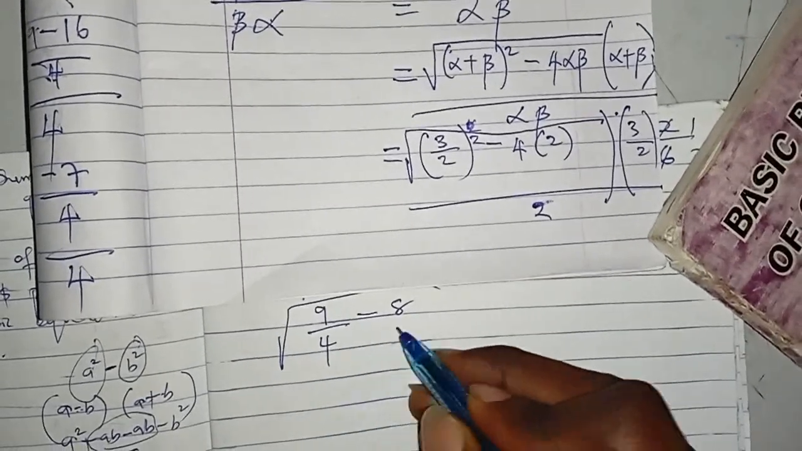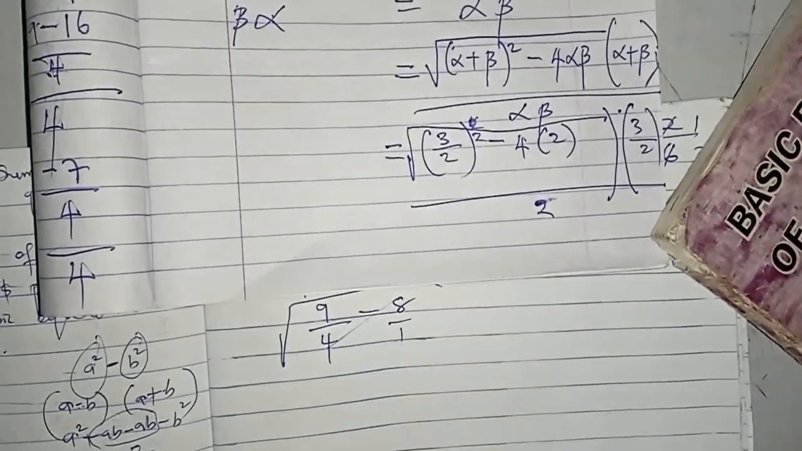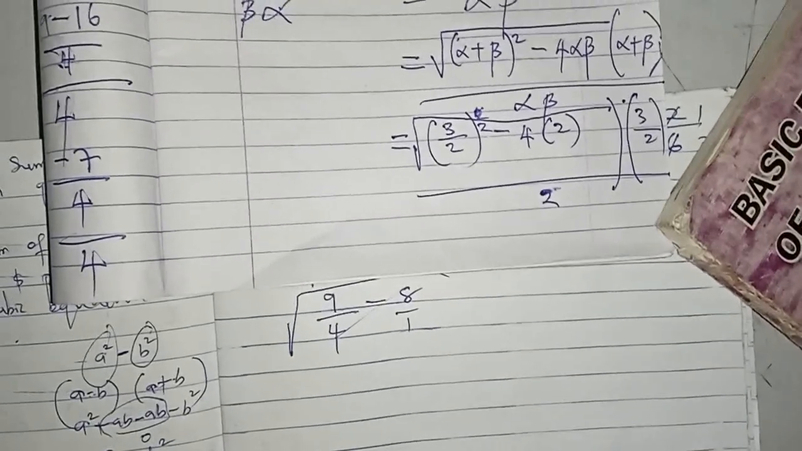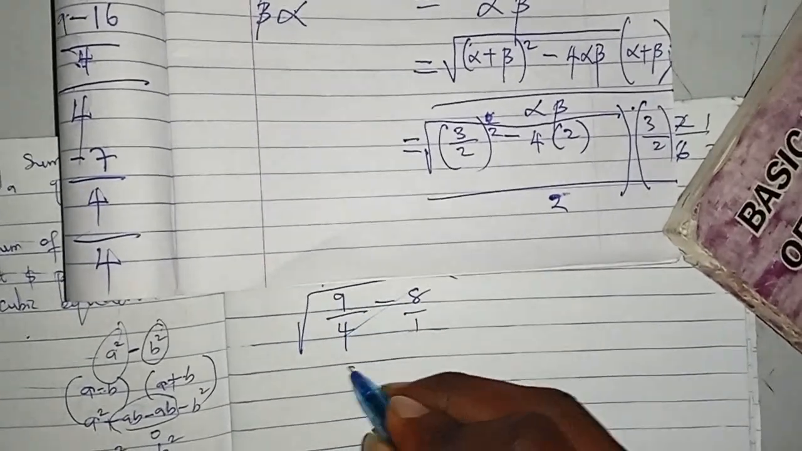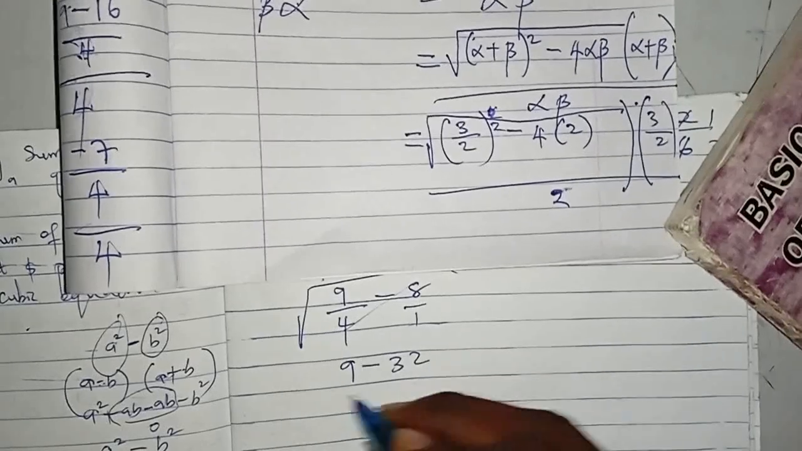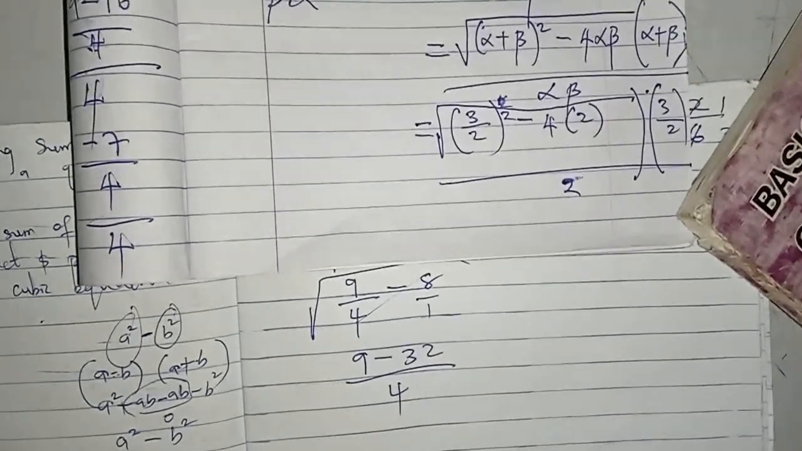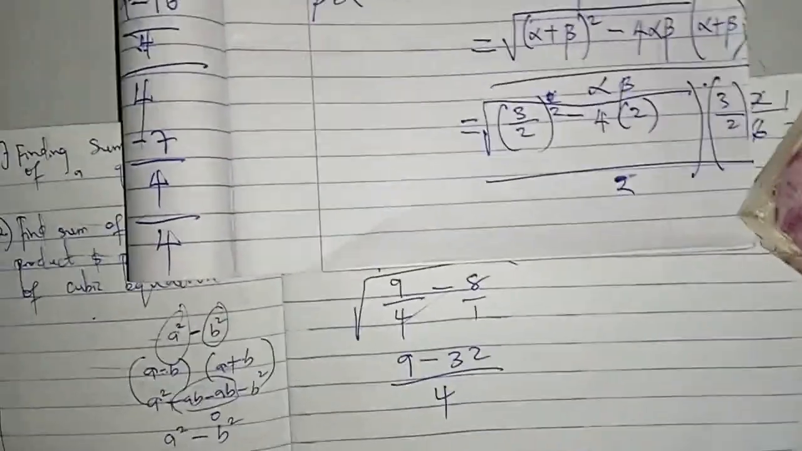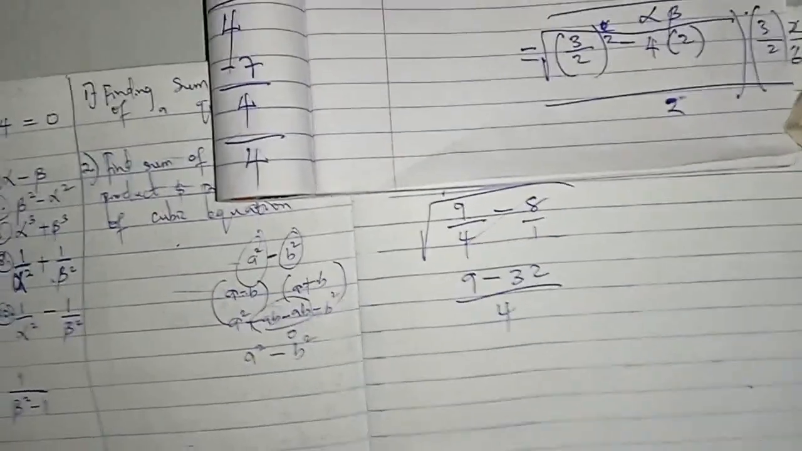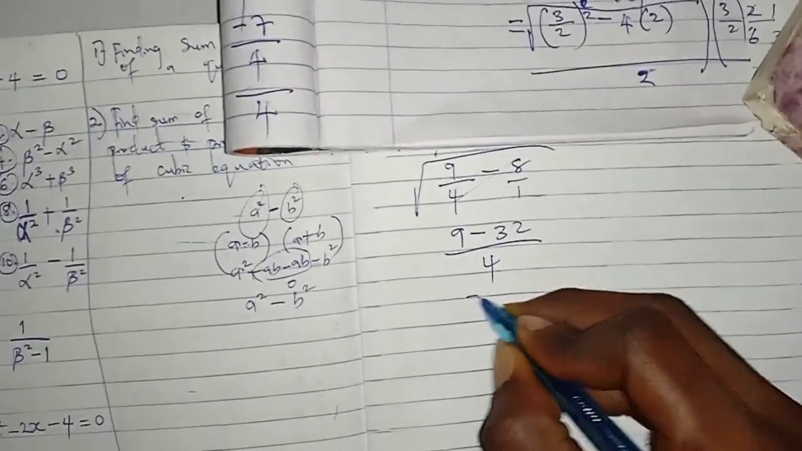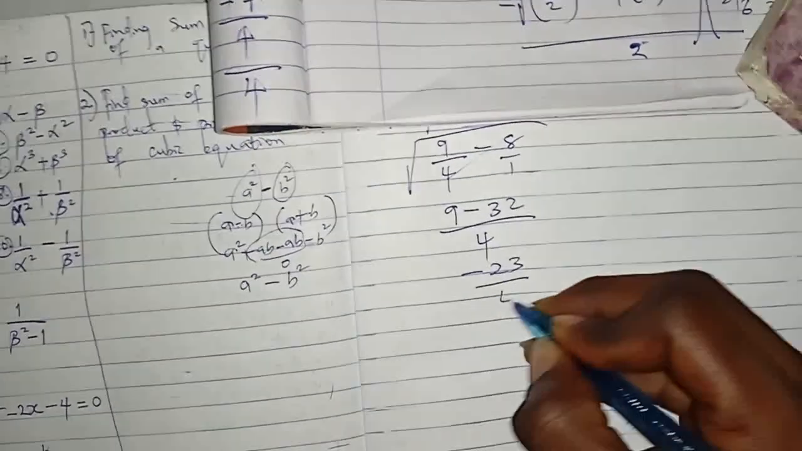So we're going to be 9 over 4 minus 8. So if you do the LCM, 4 times 8 is 32. So 9 minus 32 all over 4. Very disgusting type of setup. I don't like the setup of this quadratic equation. So minus 23 over 4.